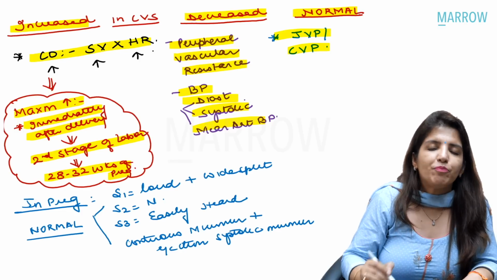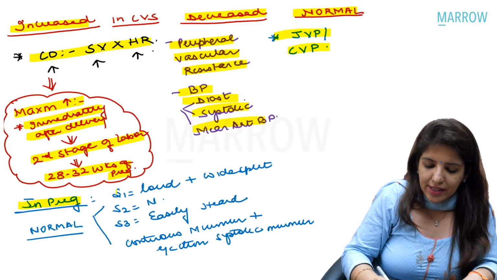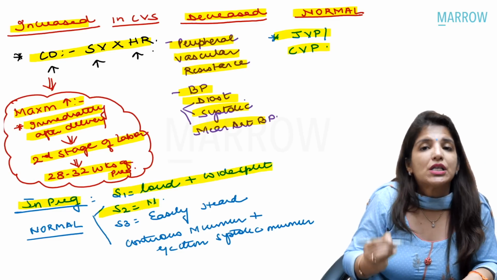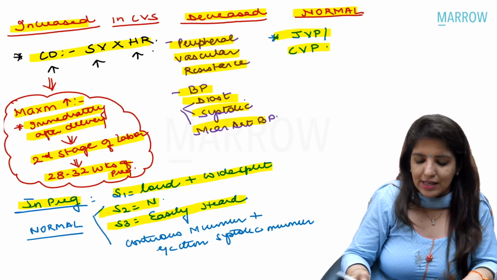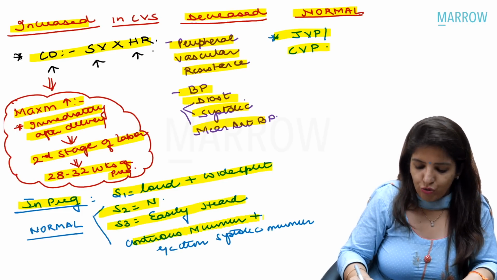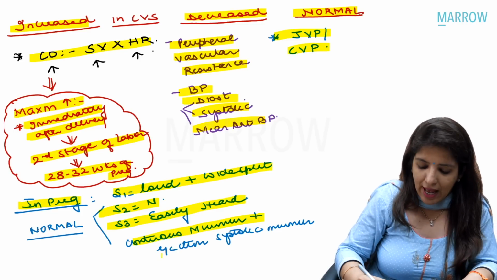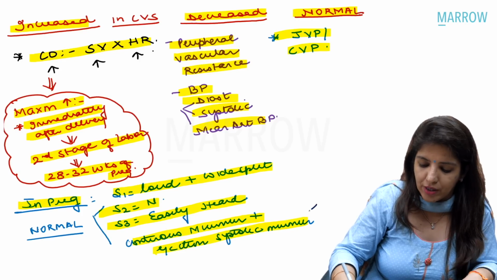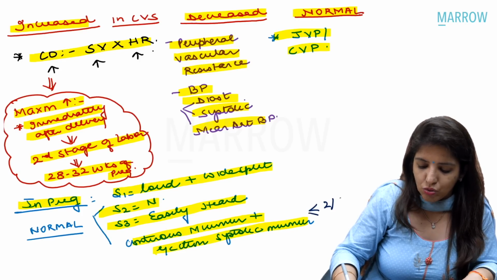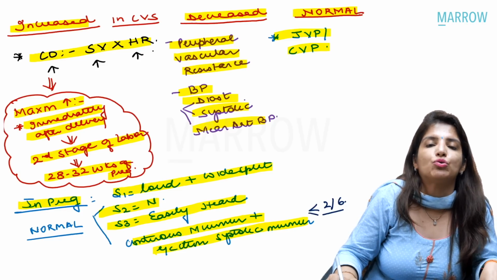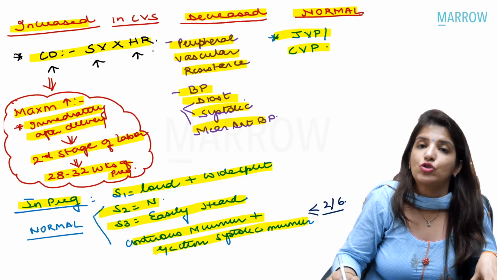Apart from this, you have to remember that in pregnancy, S1 is loud and there is a wide split. S2 is normal and S3 is easily heard. During pregnancy, you get two kinds of murmurs, a continuous murmur and an ejection systolic murmur. This ejection systolic murmur is less than or equal to grade 2/6. As long as it is less than or equal to grade 2/6, we say that it is physiological.